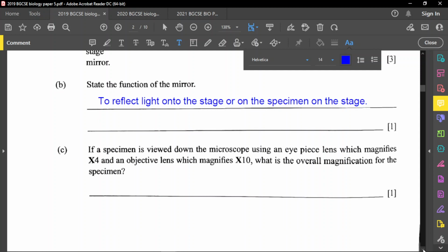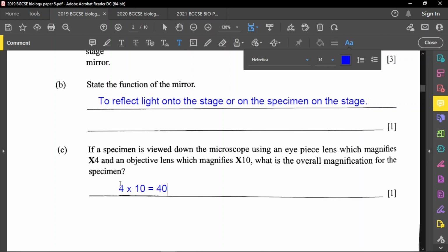So for part C, now, if a specimen is viewed down the microscope using an eyepiece lens which magnifies x4, which means times 4, and an objective lens which magnifies times 10, what is the overall magnification for the specimen? So the eyepiece has a magnification of times 4, and the objective lens times 10. You multiply 4 by 10, and so the total magnification is going to be 40.